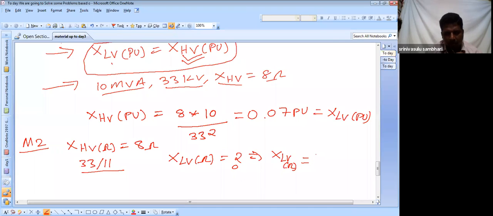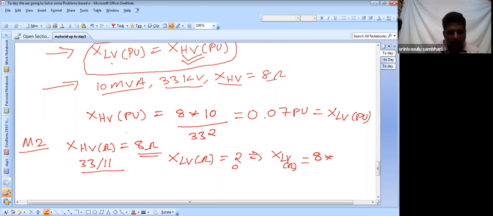Where you are, that is 8 into... XHV is how much? 8 ohms. Okay. If you transfer this high voltage side into low voltage side, the formula is, you may not remember always N2 by N1 whole square or N1 by N2 whole square, you may confuse. I will give one shortcut. Where you are going, which voltage you are going, and where you are coming from. That is, which voltage you are going from high voltage to low voltage.